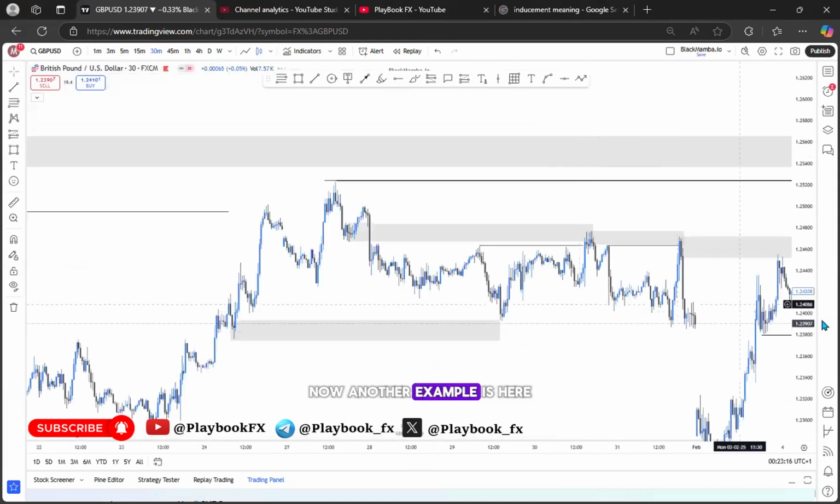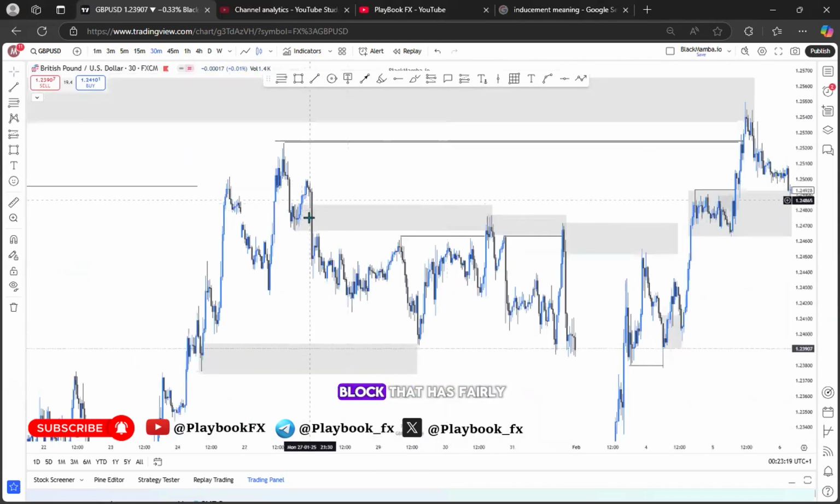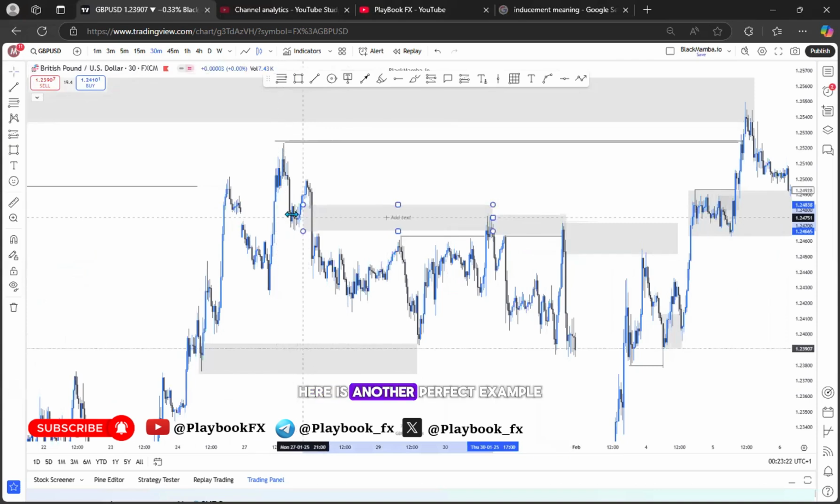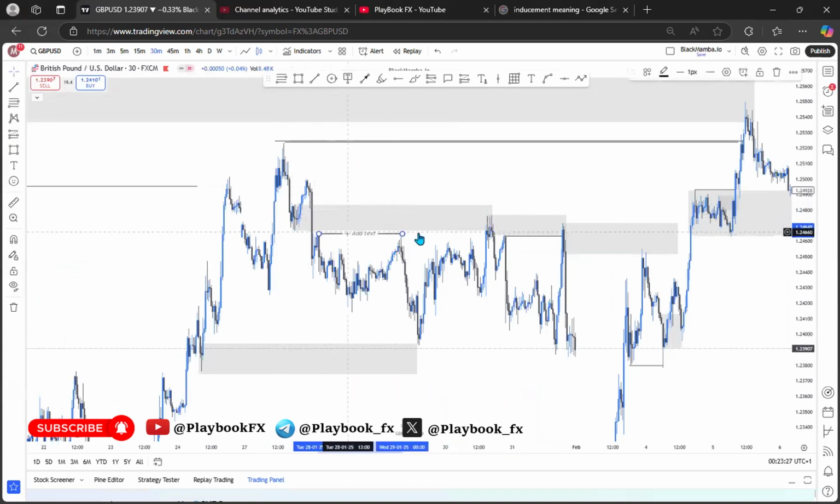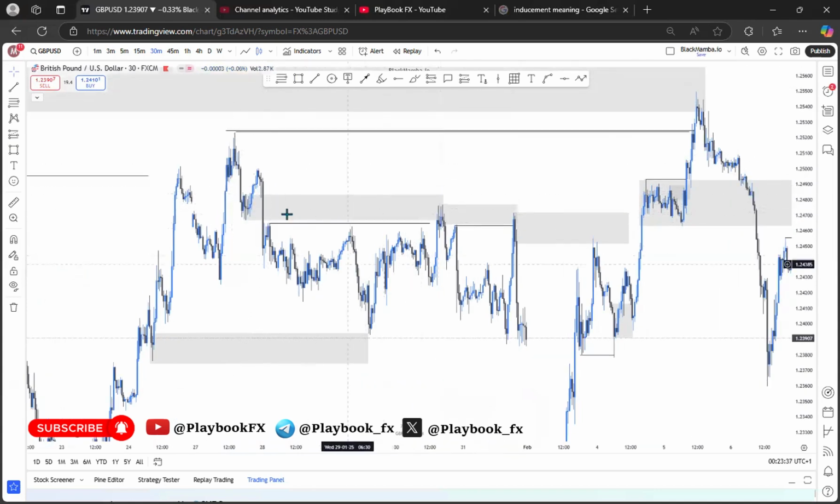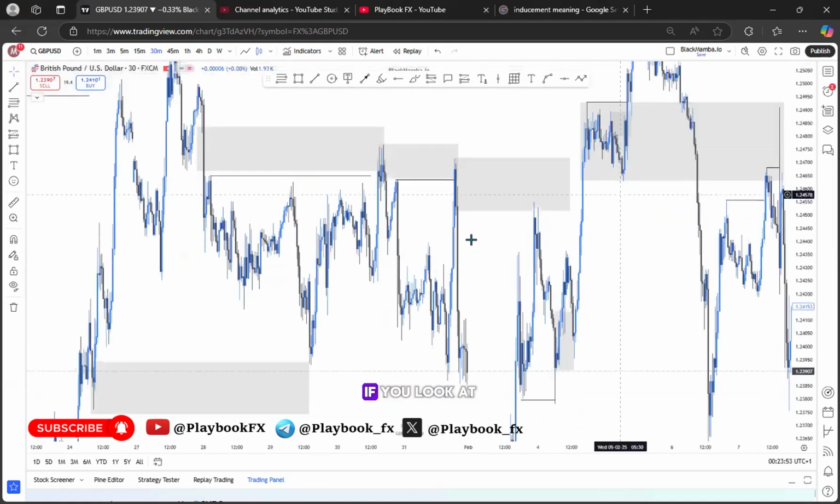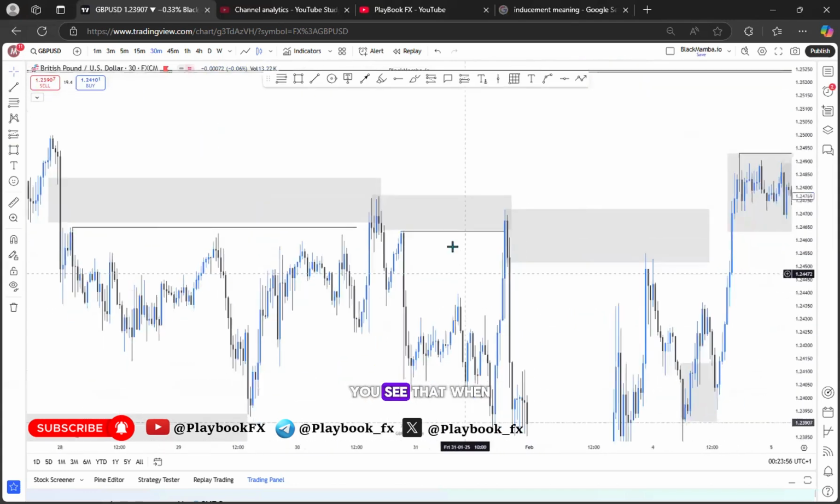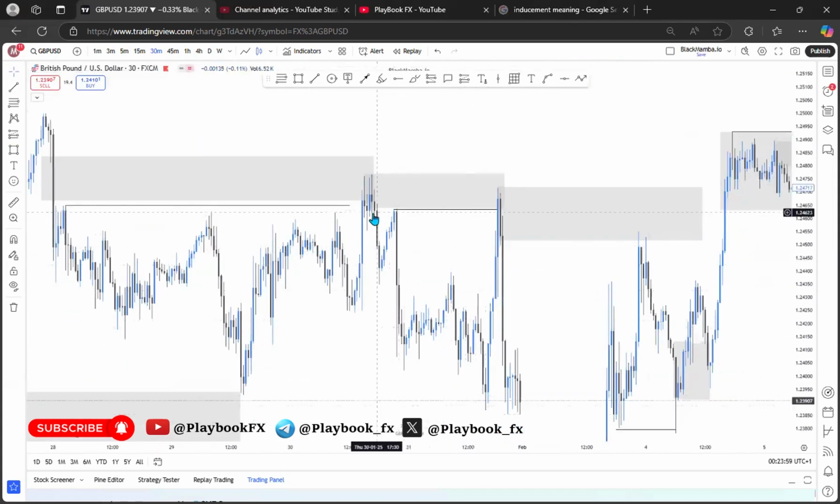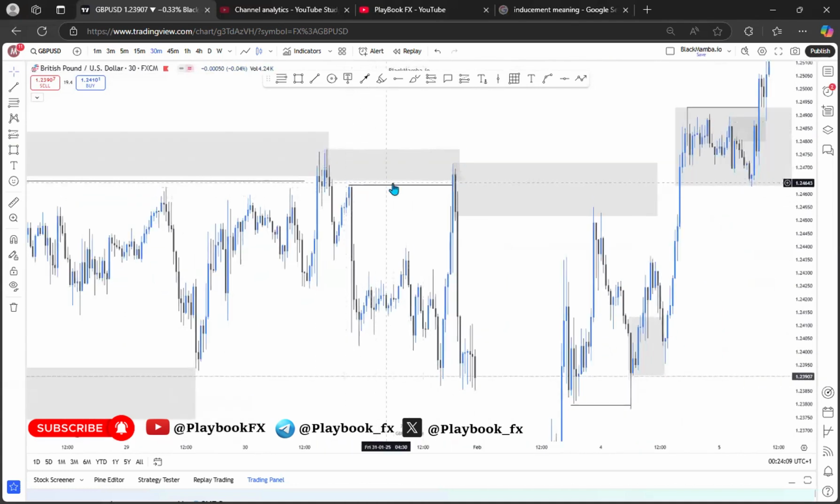Now another example is here again. If we trade a breaker block that has a fair value gap, this is another perfect entry here. These are liquidity inducements that price printed below this POI. This kind of setup is an A+ setup. It has an inducement, there is a fair value gap above it for price to come into, and it's aligned with this breaker block here. This is another A+ setup. If you look at what happened here again, when price pushed to the downside, price went for the near liquidity of this POI. Inducement will be very close to a POI like this.